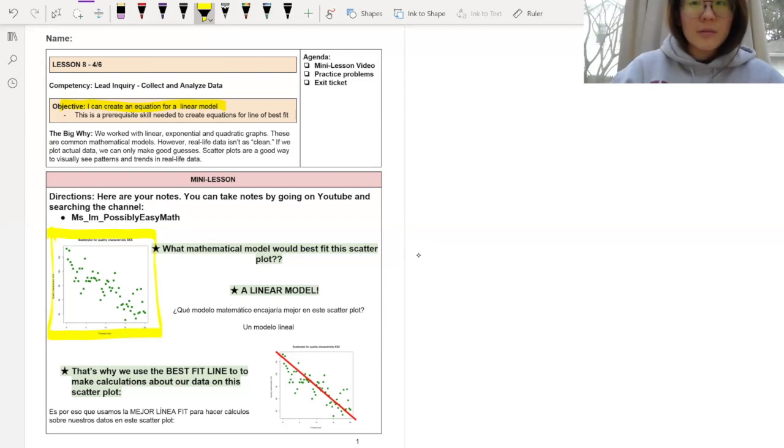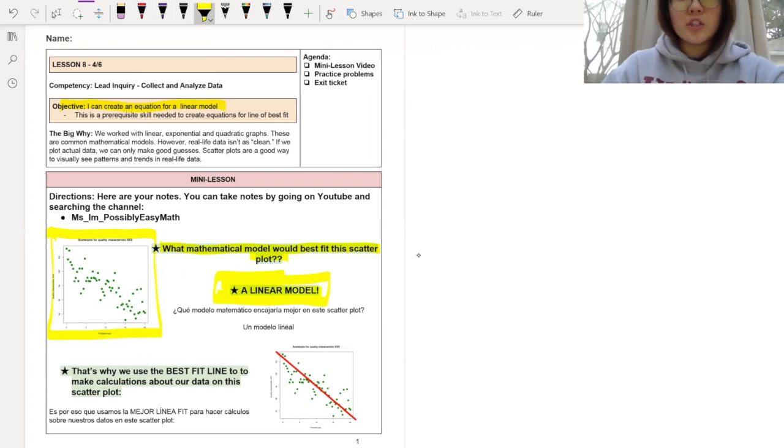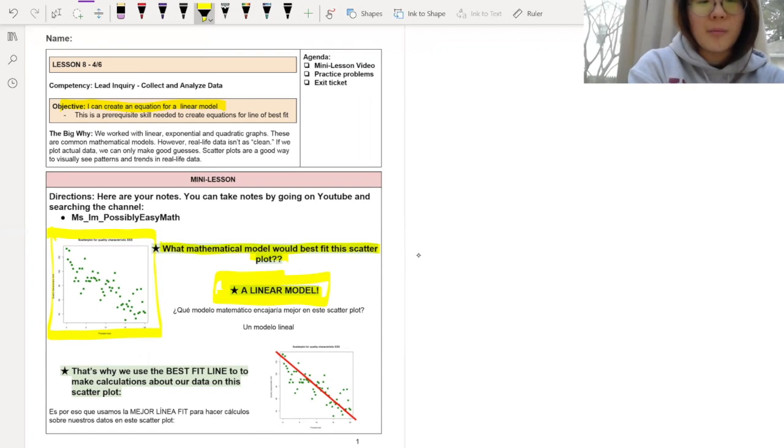So based on this scatter plot, you want to ask yourself, and this is the first star bullet point: what mathematical model would best fit this scatter plot? If I want to explain this data, what mathematical model should I use? And the answer is you want to use a linear model, right? If you notice our trend for the scatter plot, it's moving in a linear direction, even though it has a weak correlation. And that's the very reason, and I'm moving to the second star bullet point, that's the very reason why we use a best fit line to make calculations about our data on this scatter plot.